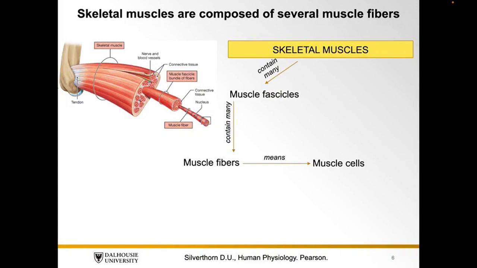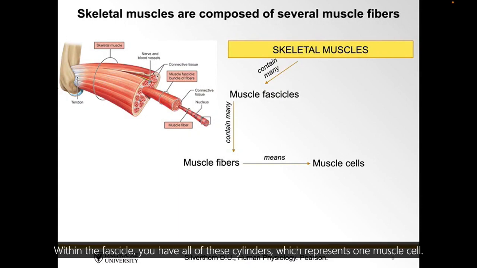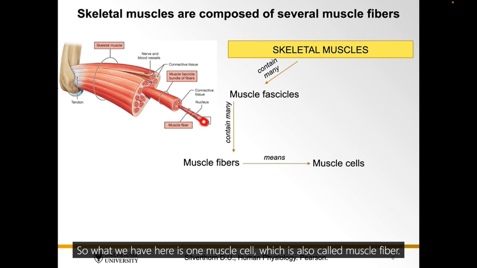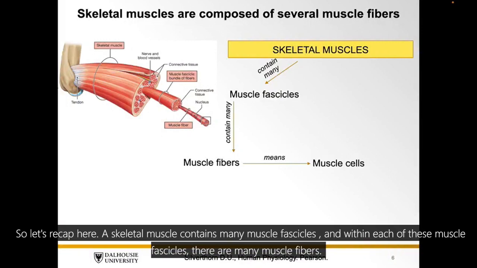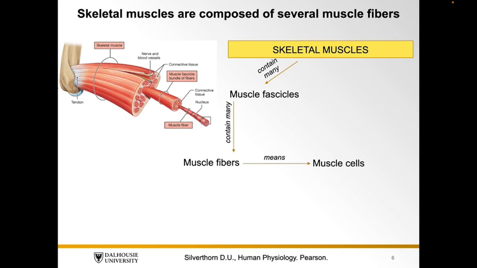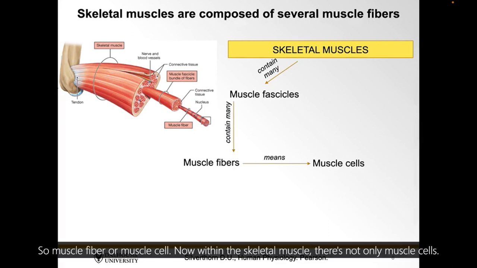And let's blow it up even more. Within the fascicle, you have all of these cylinders, which represents one muscle cell. So what we have here is one muscle cell, which is also called muscle fiber. So let's recap here. A skeletal muscle contains many muscle fascicles, and within each of these muscle fascicles, there are many muscle fibers. Now, muscle fibers and muscle cells mean exactly the same thing, so you can use one or the other and it means the same thing. So muscle fiber or muscle cell.